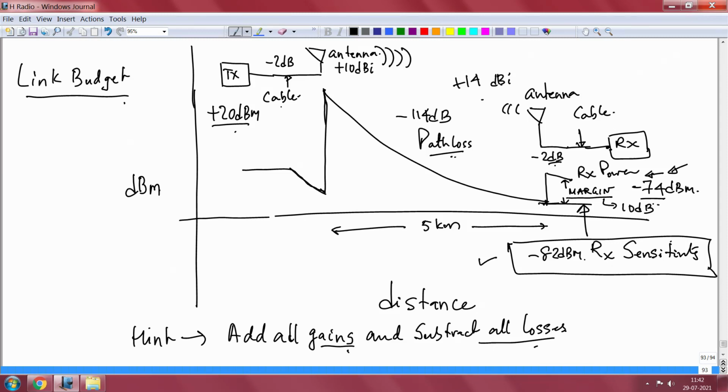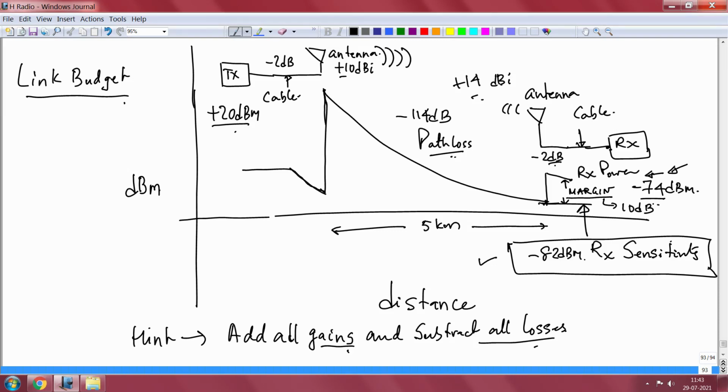The cable has a loss, the path loss you subtract, then again this cable loss you subtract, you add the gain, 10 dBi gain you add, plus 14 dBi you add, plus 20 dBm you add. You subtract all the losses, you should get a number, and that number should be minus 74 dBm, and clearly it is much above, or not significantly, but above the receiver sensitivity specification as given out by the vendor. So, this is the way to understand it irrespective of whatever radio that you come across.